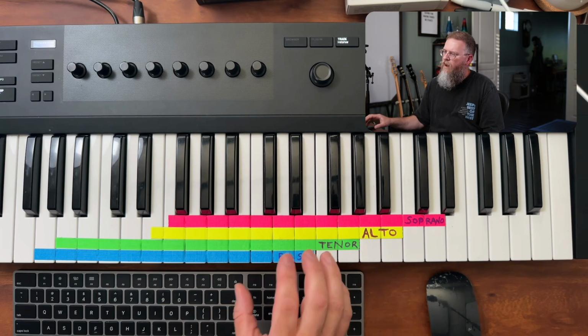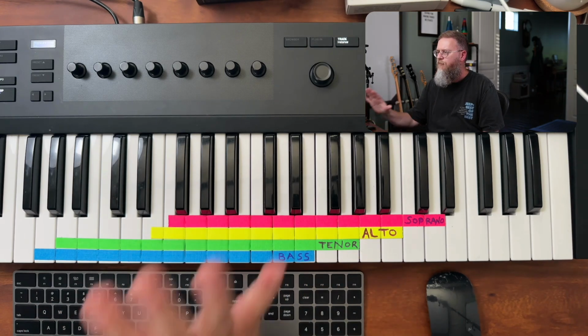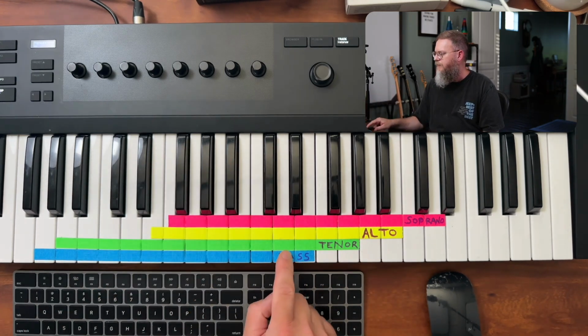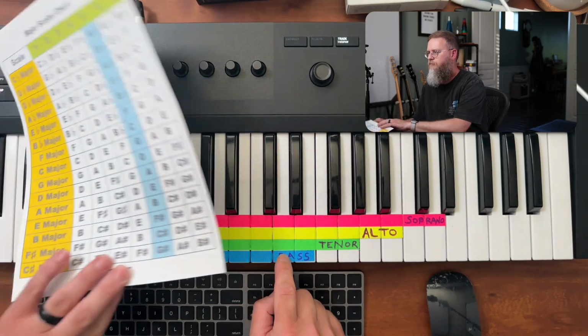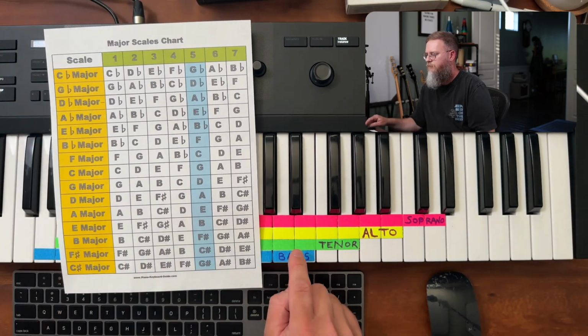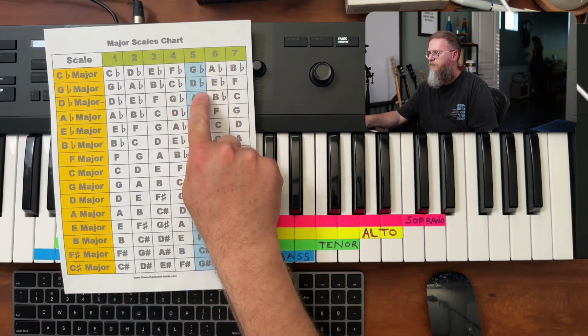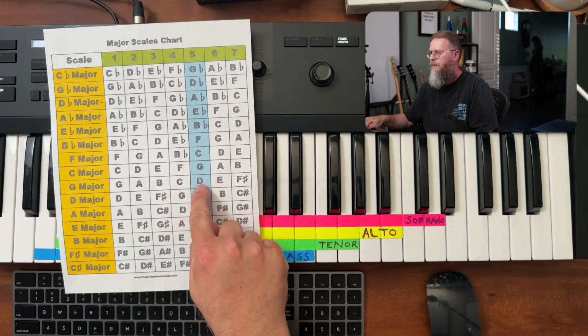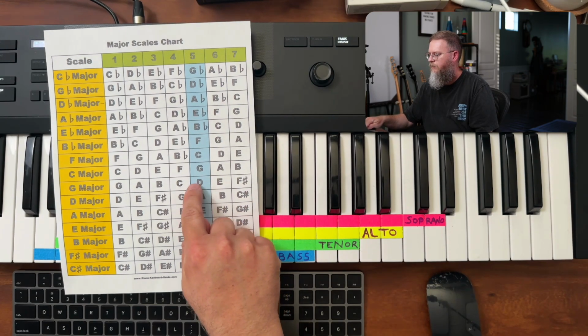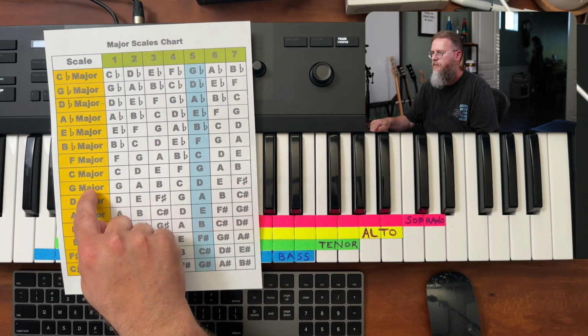So in what key is the 5 a D? D. What key is that? G major.